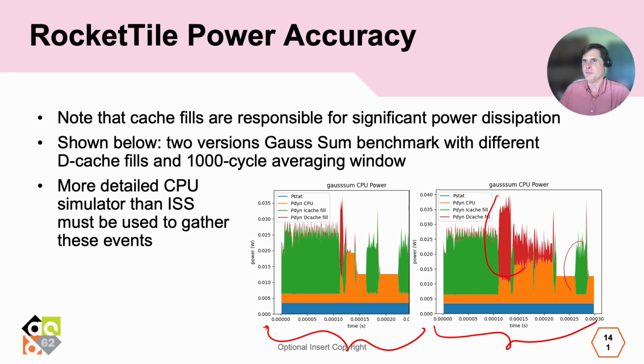So this is okay. You'll get a nice detailed idea of the power from running an RTL simulation, but if you just run the instruction set simulator that's coming packaged with this tutorial example, then you're not going to see these data cache events. The simple instruction set simulator does not capture instruction cache or data cache fill events. So if you want to get that kind of accuracy from this kind of power model, you're going to have to replace your instruction set simulator with a more detailed kind of simulator to gather those events.